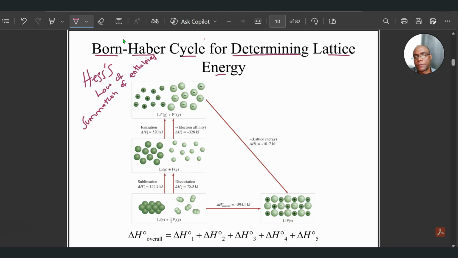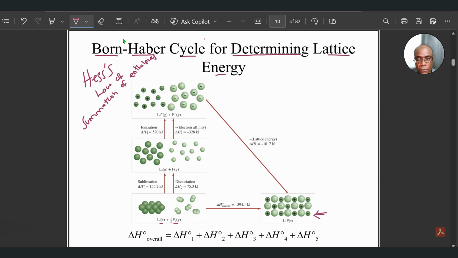Okay, remember that when you're breaking bonds, you need to apply energy, which is why lattice energy is endothermic, usually a positive value, because you have to apply energy to convert the solid ionic compound to its gaseous state. So where does the process start? The process would start here, where you have the lithium and fluoride. Our goal is to make this lithium fluoride solid.